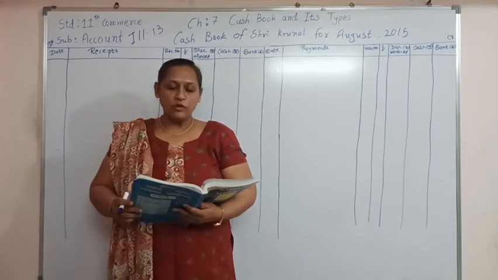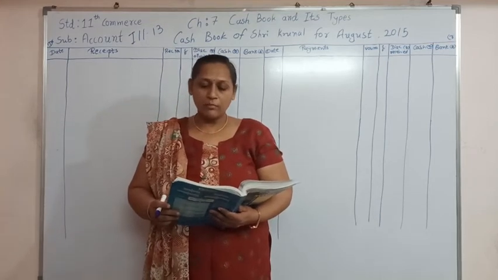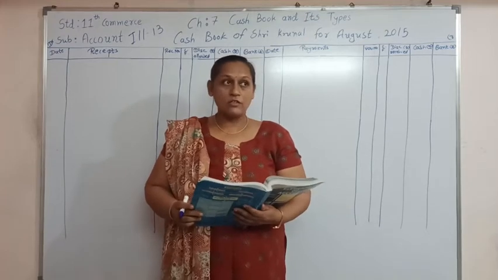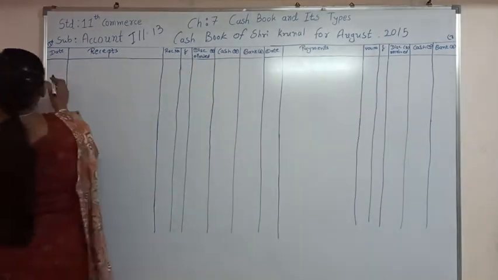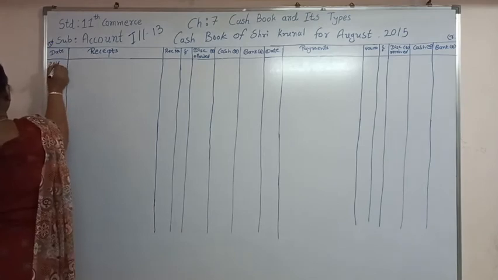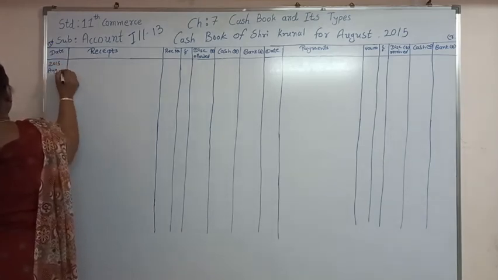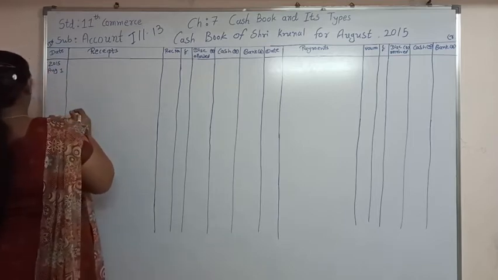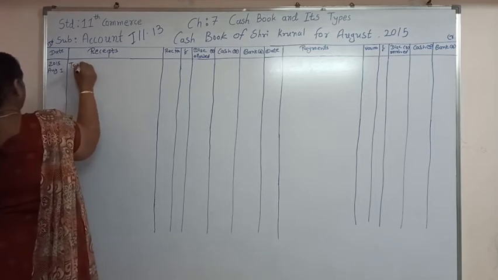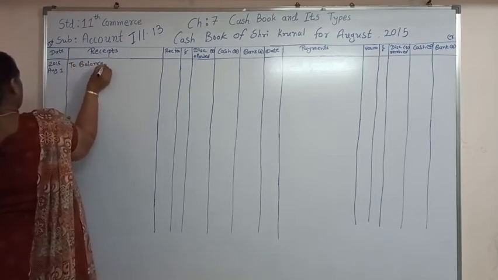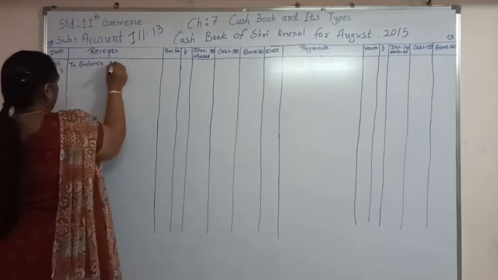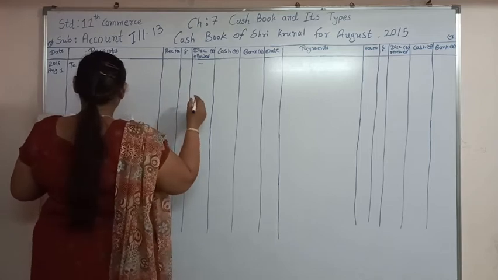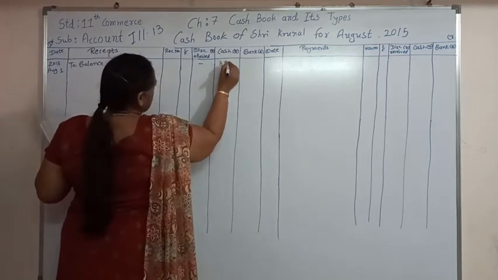Illustration number 13. From the following transactions, prepare a 3-column cash book in the books of Shri Kunal. 2015, August 1st. Opening cash balance, balance brought forward: cash balance is 3,000 and bank balance is 6,000.